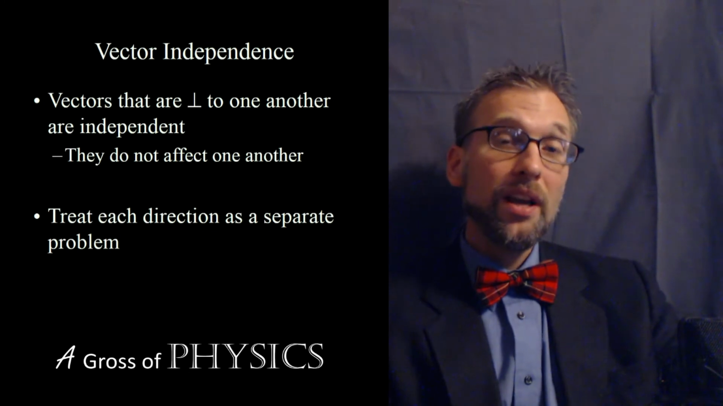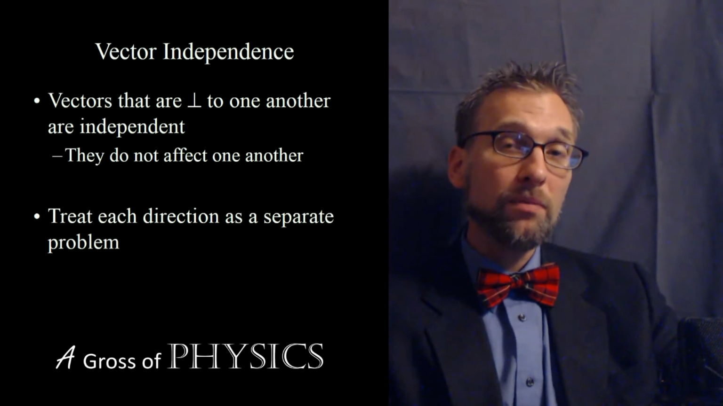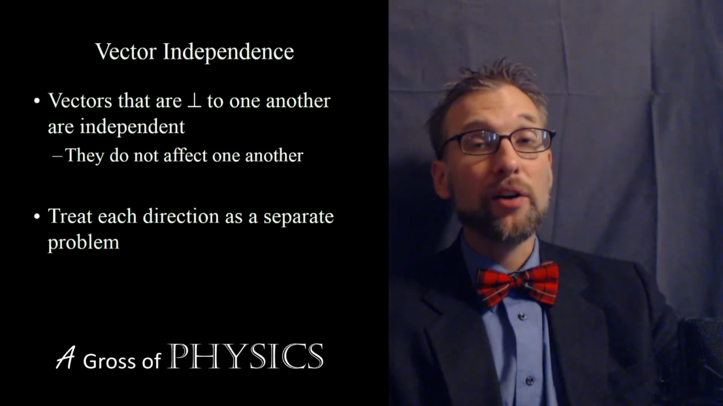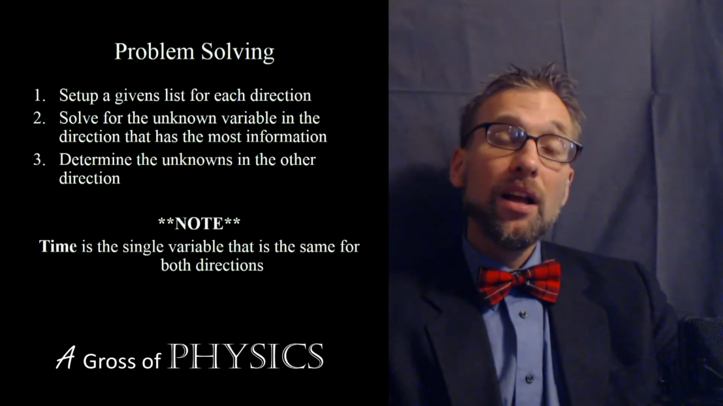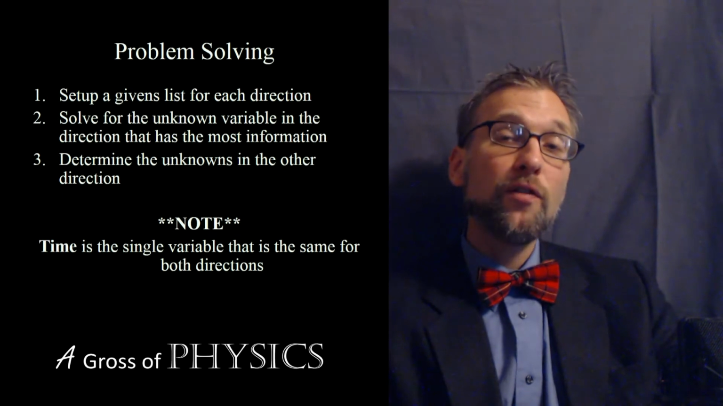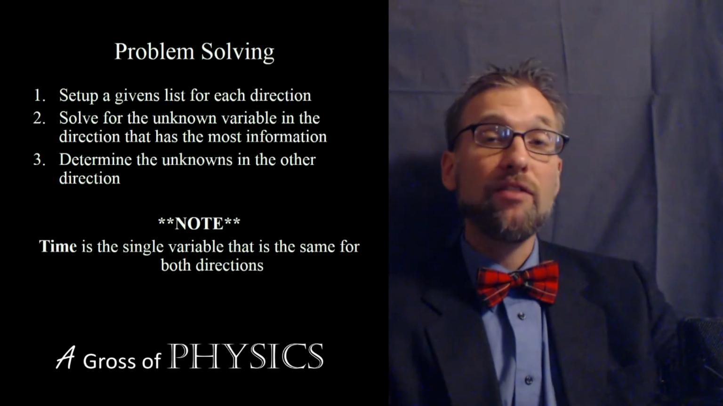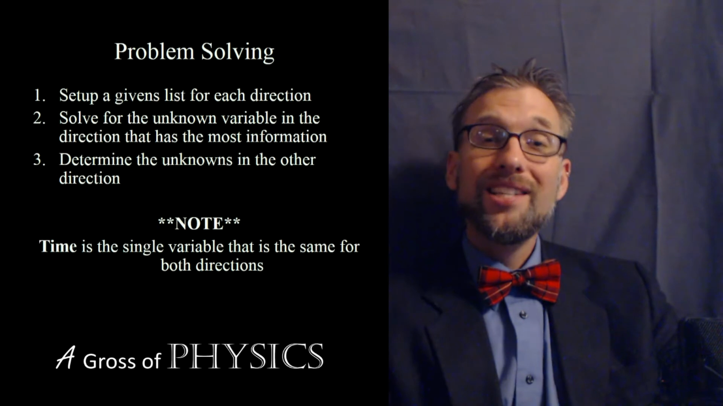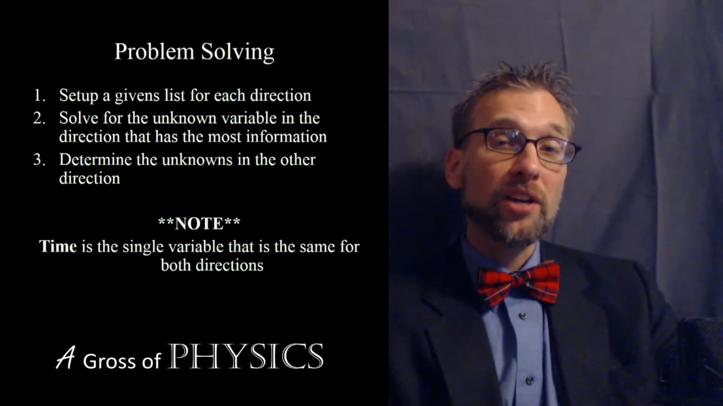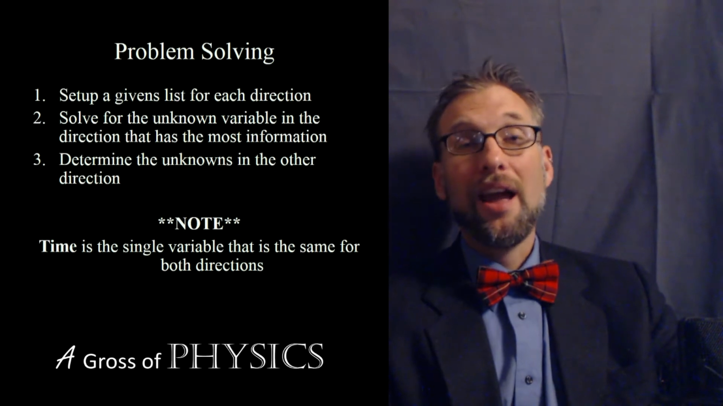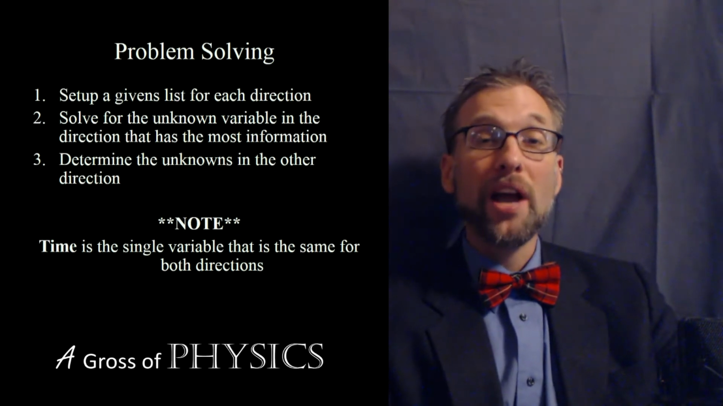Now, what I would do is set up a givens list for any of the problems. I would probably draw a diagram to at least visualize the problem at first. I would then have my chart set up and solve for the unknown in the direction that I have the most information for. T is the key. So, if I know more information in the x direction, I'll solve for time in the x. And then that time is going to be used in the y direction.